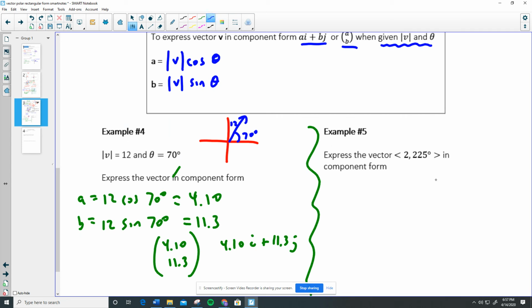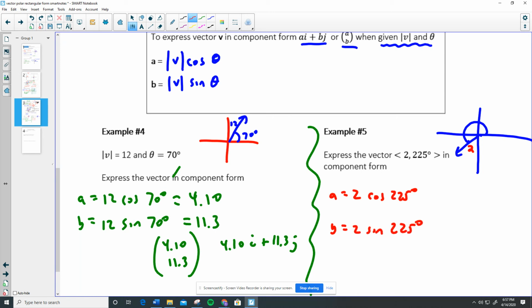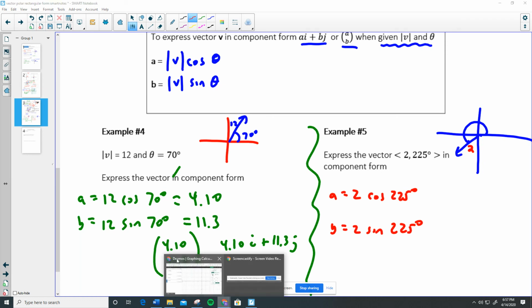All right, another one. Express the vector 2 and then 225 degrees in component form. So again, in this form, this is my magnitude, this is my direction. 225 degrees is way over here. So that's this vector that has a length of 2. But I don't have to worry about that. This is just plug and chug with my formula. A is 2 times the cosine of 225, and B is 2 times the sine of 225. No thought required. Go over to Desmos.